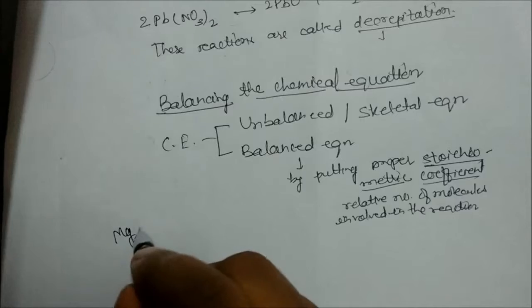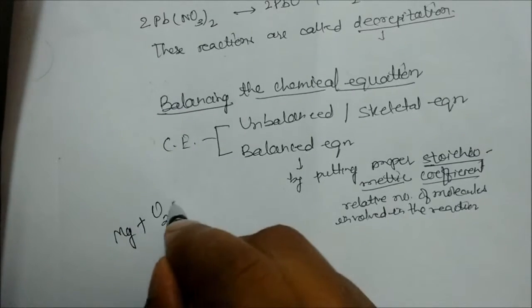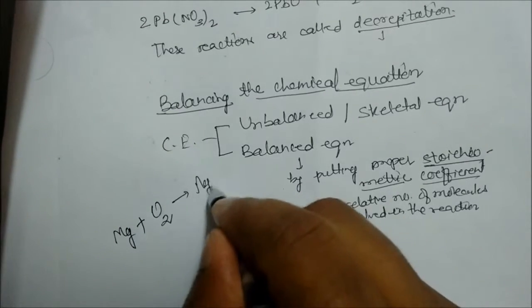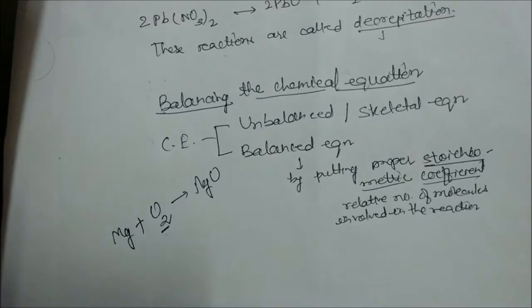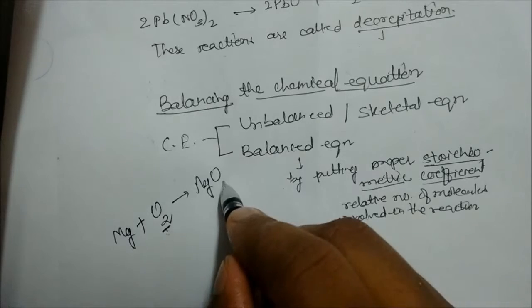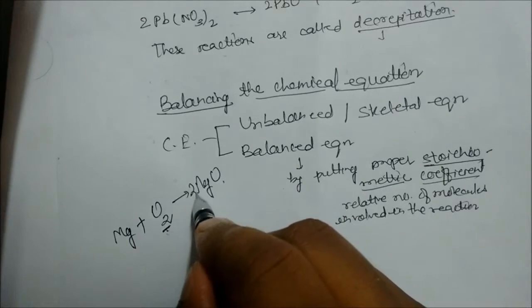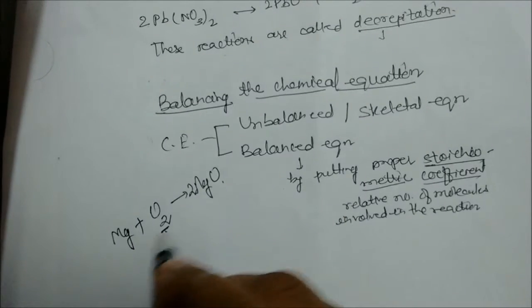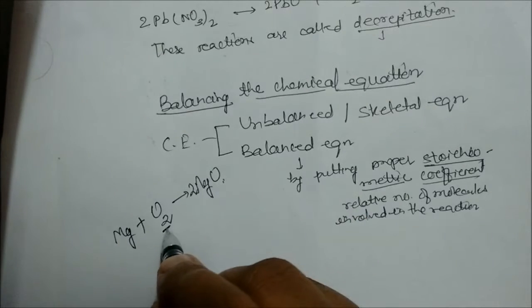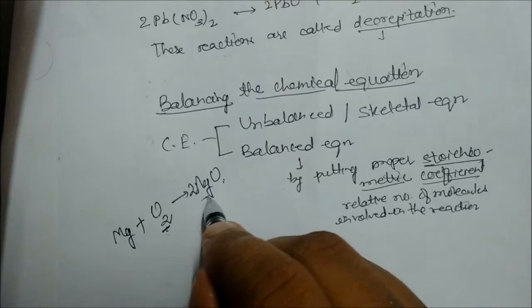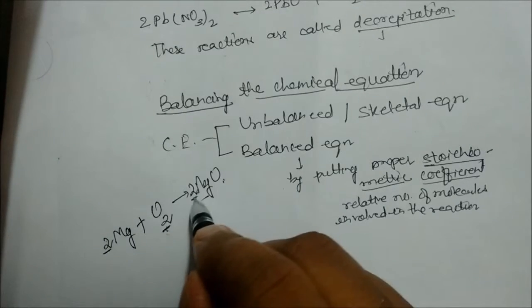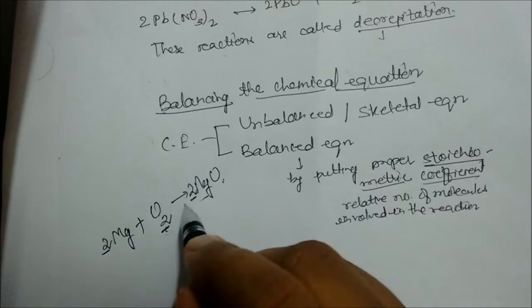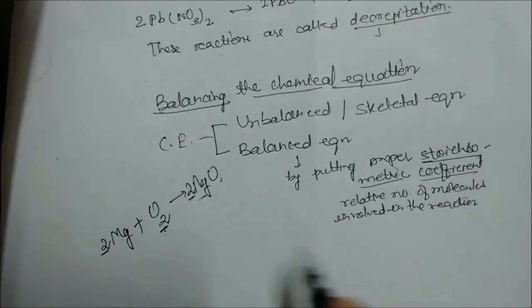Previously we have seen that if we take magnesium plus oxygen, we get magnesium oxide. So here there are two oxygens. This is an unbalanced equation, a skeleton equation. Here we have two oxygens, here we have one oxygen. So here we put 2 directly, and we can see this oxygen is balanced, but then magnesium is 2, so you put 2 here. This 2 is called the stoichiometric coefficient, the relative number of molecules before the compound.